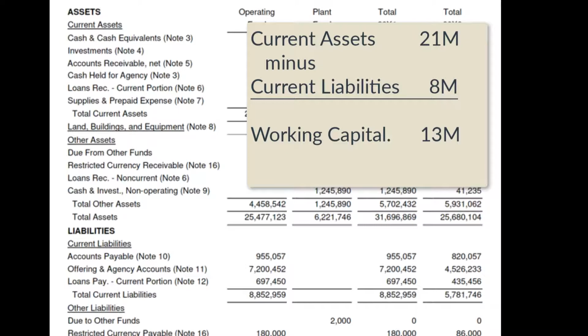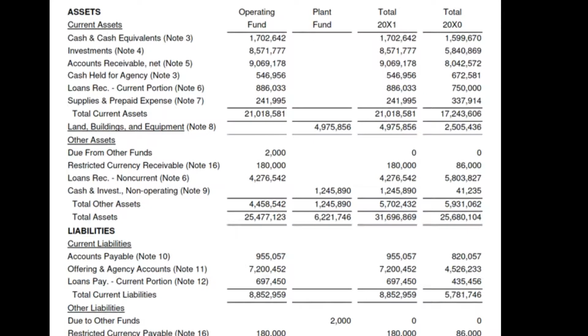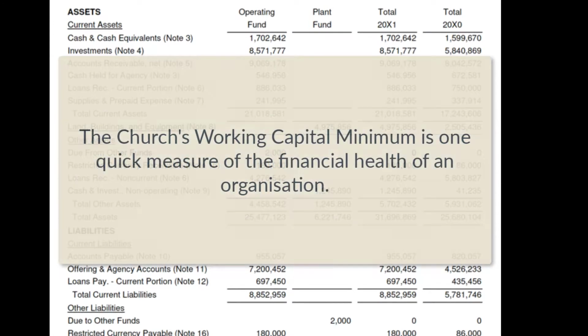The church has a policy that describes how much working capital an organization should have. Now, this has become a very important measurement that leadership uses in evaluating the organizations that they're responsible for. It is a quick indicator of how much trouble the organization is in right now. How do we stand right now in our current position?